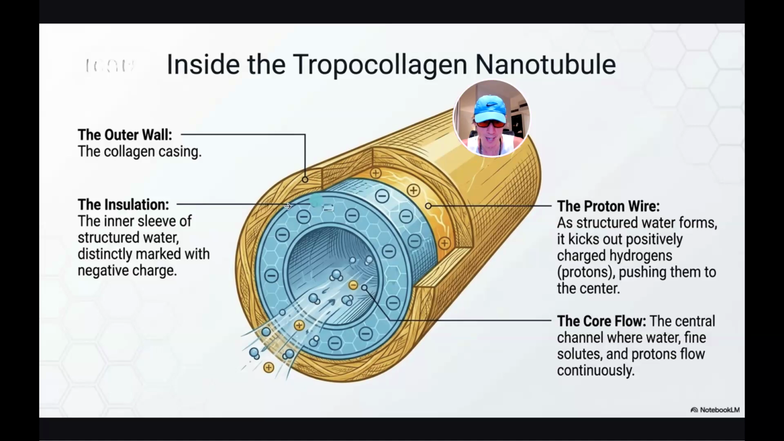Then we have the next layer here, and that's the insulation: the inner sleeve of structured water, distinctly marked with negative charge. And the core flow in the middle of the tropocollagen nanotubule is the central channel where water, fine solutes, and protons flow continuously.